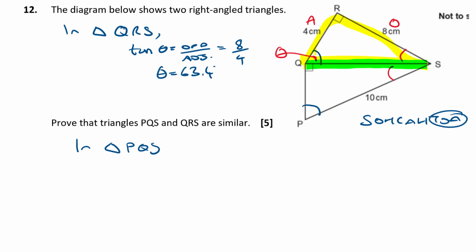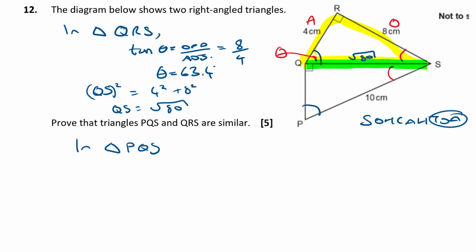QS squared. I'm going to use that Pythagoras theorem, isn't it? It's the longest side of that top right angle triangle. So QS squared is equal to 4 squared plus 8 squared. 4 squared is 16, 8 squared is 64. Add them together, you get 80. So QS then is going to be root 80. Okay, so QS is root 80.